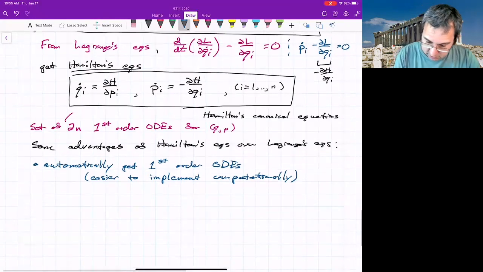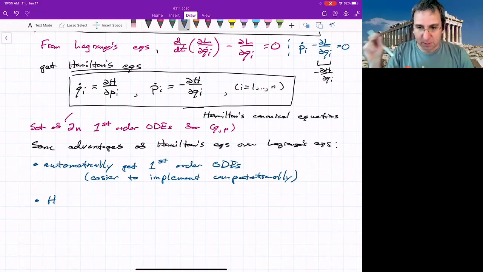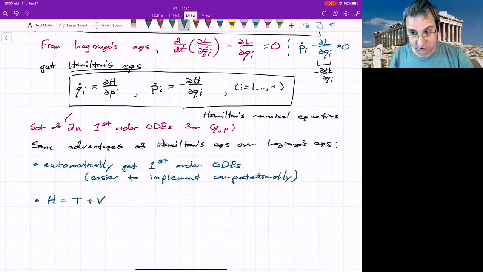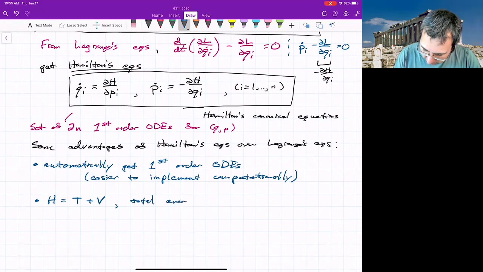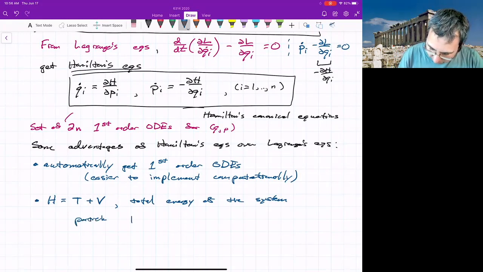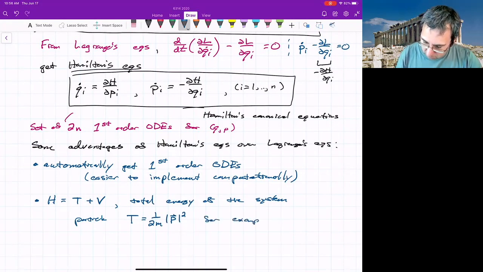Another thing about it is H. At least if the Lagrangian was T minus V, kinetic minus potential, then here H is kinetic plus potential, so the total energy of the system. So in some cases, you could just immediately write down what the Hamiltonian is. You're just writing down the kinetic energy in terms of momenta. Like for a particle, the kinetic energy in terms of momentum is just p squared over 2m. If we're talking about momentum in 3D, it'd be just the magnitude of the momentum squared. So you could just immediately write it down.